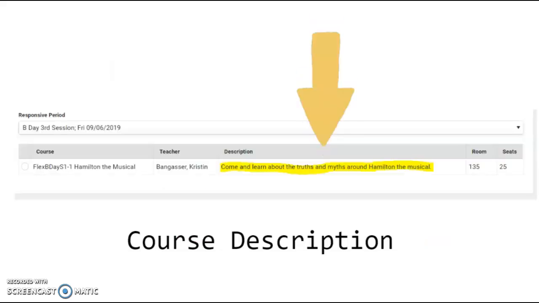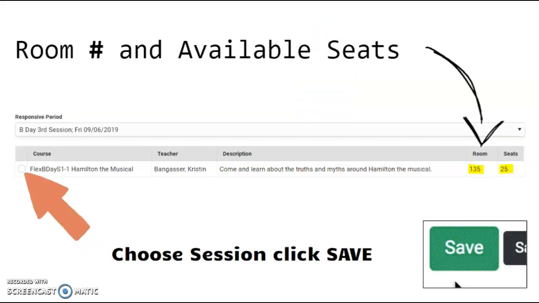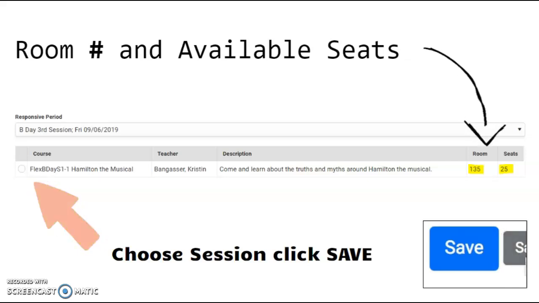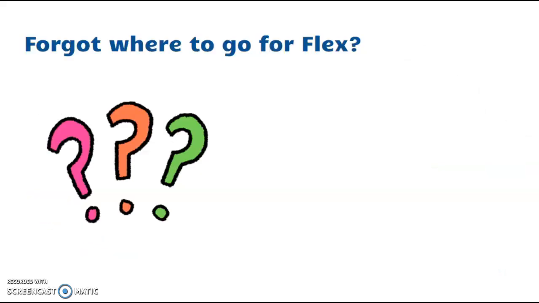And then you really need to pay close attention to the course description, what the teacher has planned for that flex session. So make sure you fully understand what's going to happen in there. And then the last one is it's going to list the room number, the location, and then the seats that are available. If all the seats are taken, you're going to have to go someplace else. But then if you do want to take that course, you're going to click on that little circle and then make sure you click the save button at the bottom.